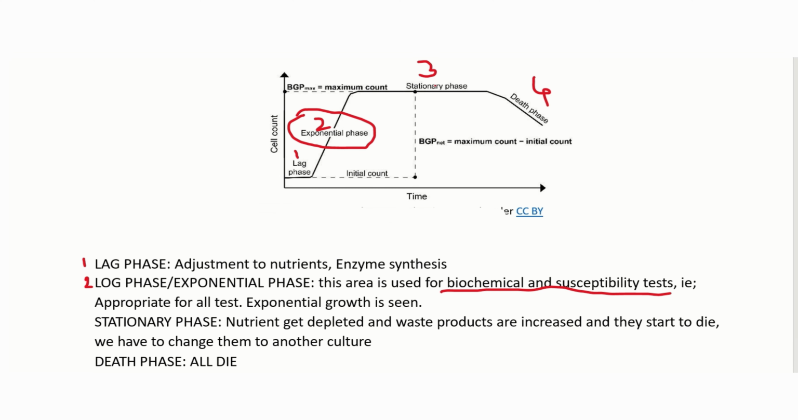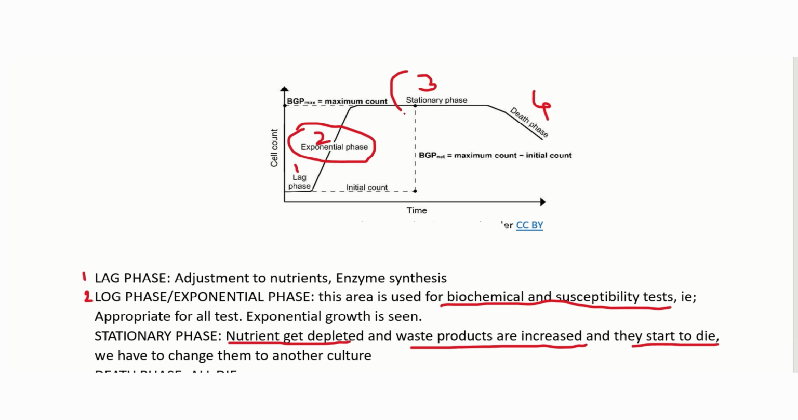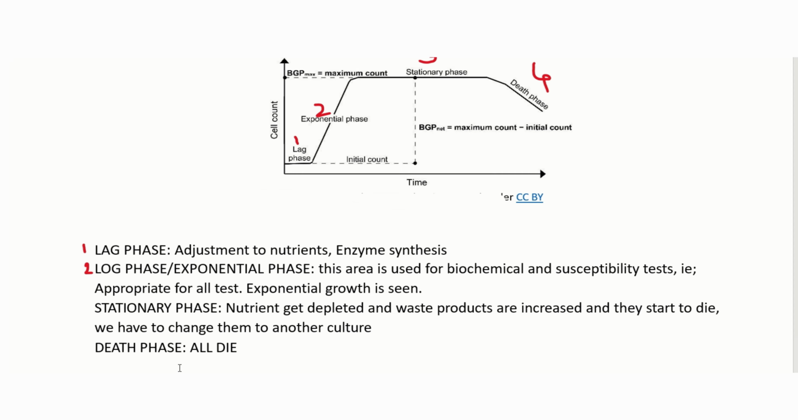The third one is stationary phase. Stationary phase is where nutrients get depleted and waste products are increased. So the bacteria start to die. So it is very important that during stationary phase, we have to shift them into another culture media so that the bacteria don't die. Okay. And the death phase is the phase where all the bacteria die.